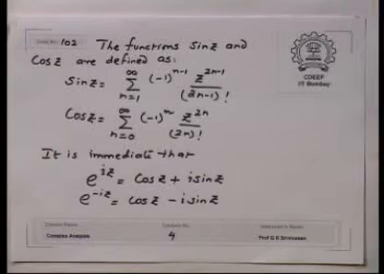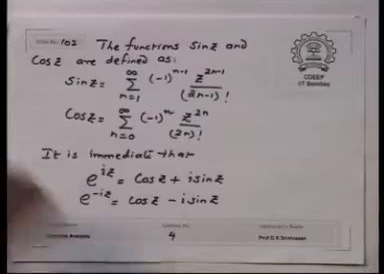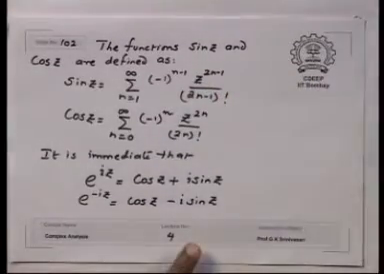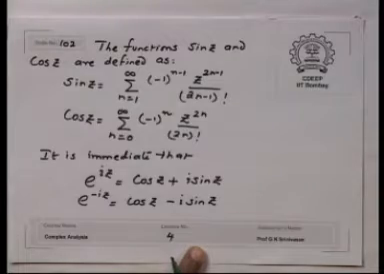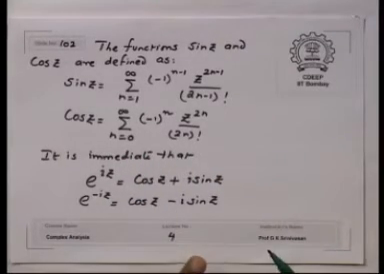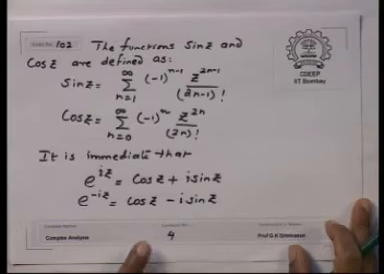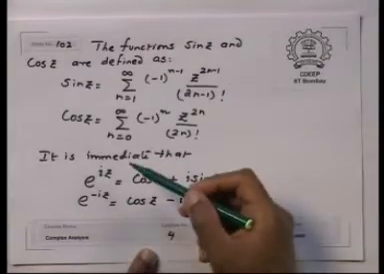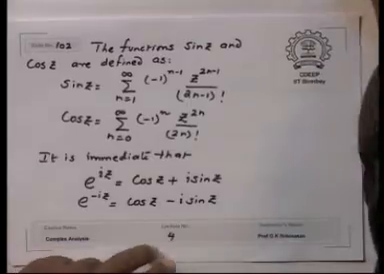We have seen something similar in the previous lecture, right? So, the functions sin z and cos z are defined as sin z equal to summation n from 1 to infinity minus 1 to the power n minus 1, z to the power 2n minus 1 upon 2n minus 1 factorial, and cos z is summation n from 0 to infinity minus 1 to the power n z to the power 2n upon 2n factorial.